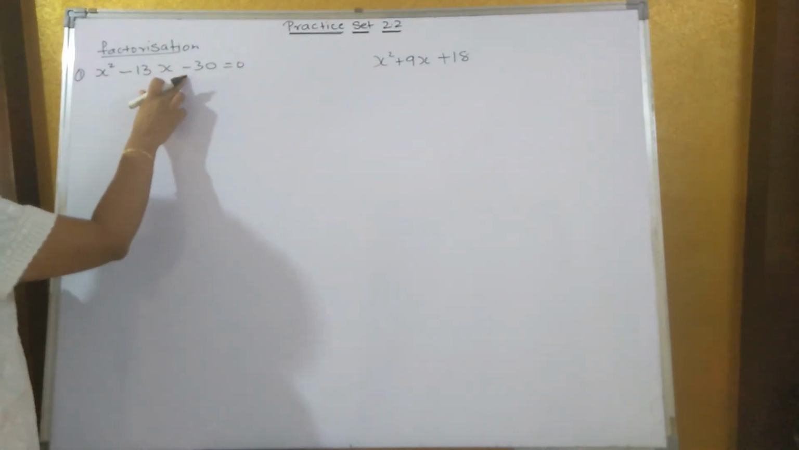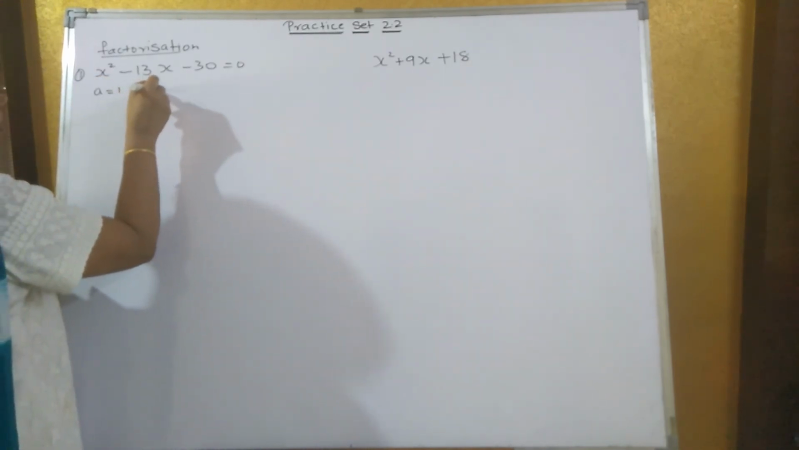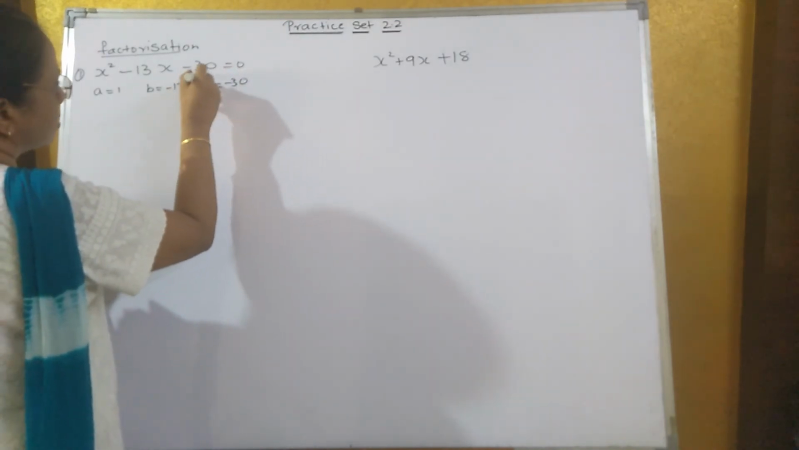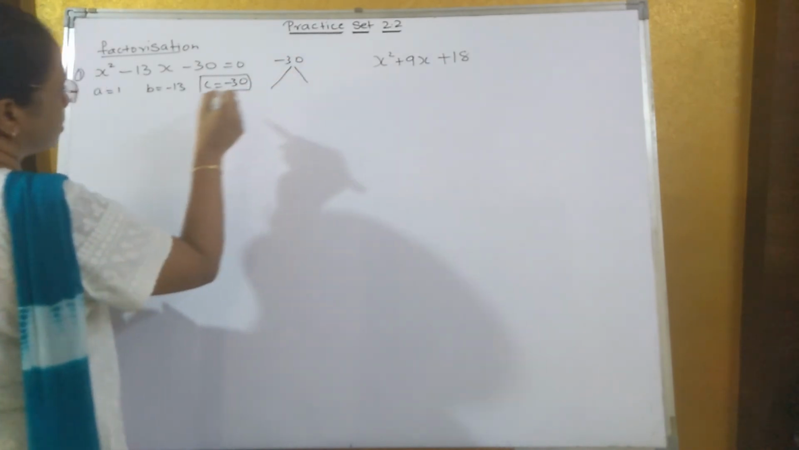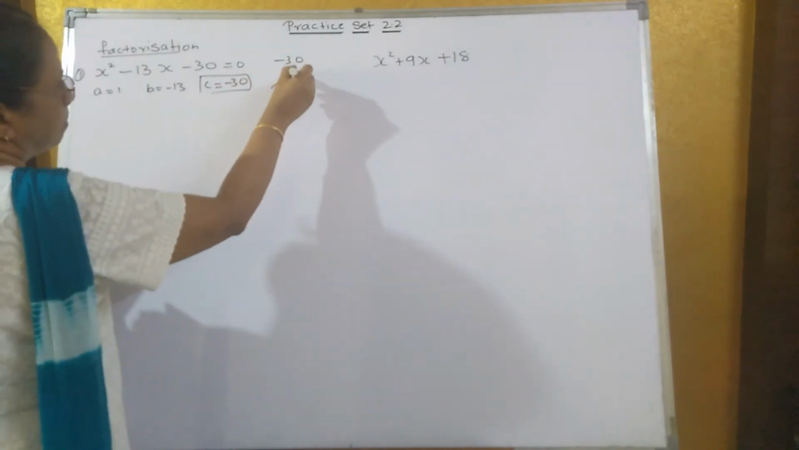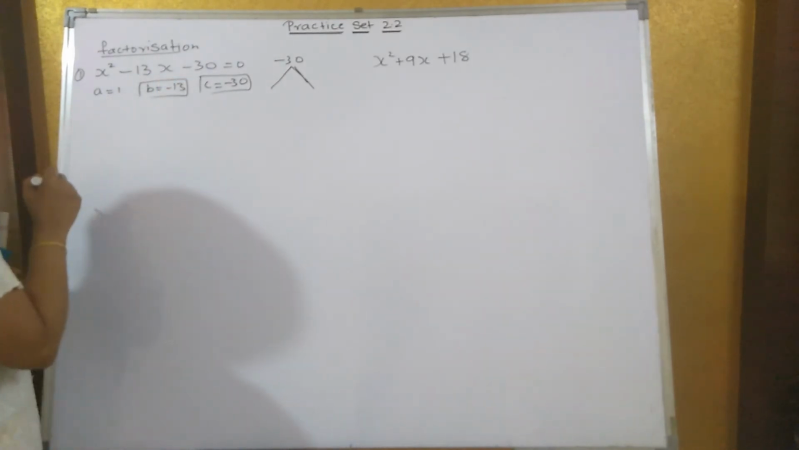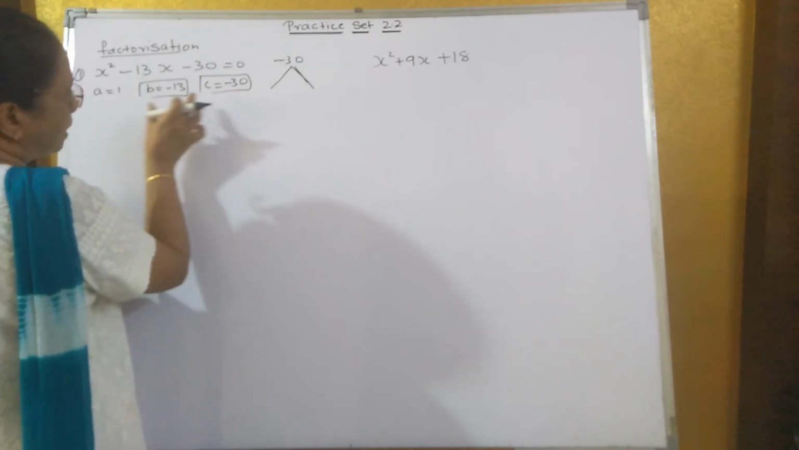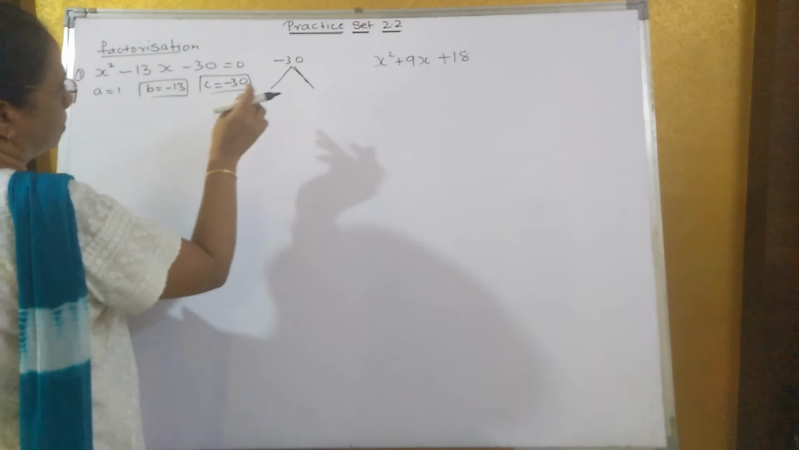See, if it is minus 30, you know that A is equal to 1, B is equal to minus 13 and C is equal to minus 30. So take C and break up that minus 30 into two such numbers that you should get the middle term. The middle term should be obtained by it. Now since it is minus, we should subtract and get the middle term, that is the value of B.